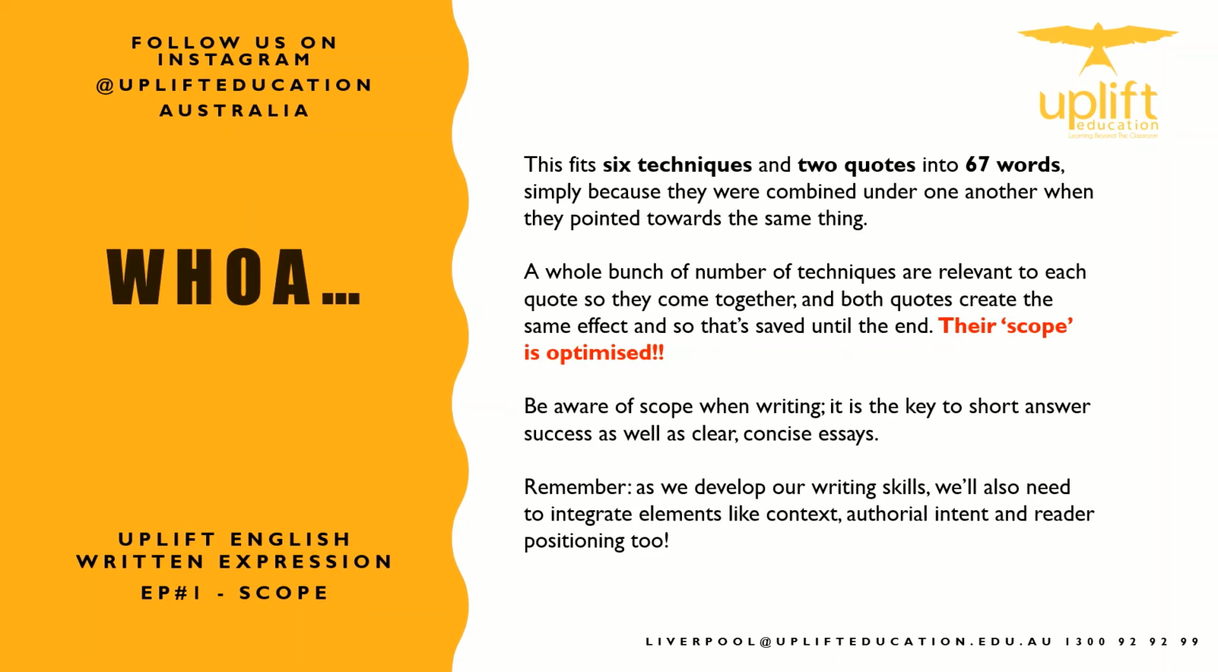A number of techniques are relevant to each quote, so they come together and both quotes create the same effect. And so that's saved until the end. Their scope, in other words, has been optimized. Instead of repeating the same effect multiple times and recounting, because that's sometimes what happens, we said, well, we've got multiple techniques and they all point towards the same conclusion. And if we've managed to do that in 67 words, then now what we'll be able to do is bring in a lot more understanding of the writer's context.